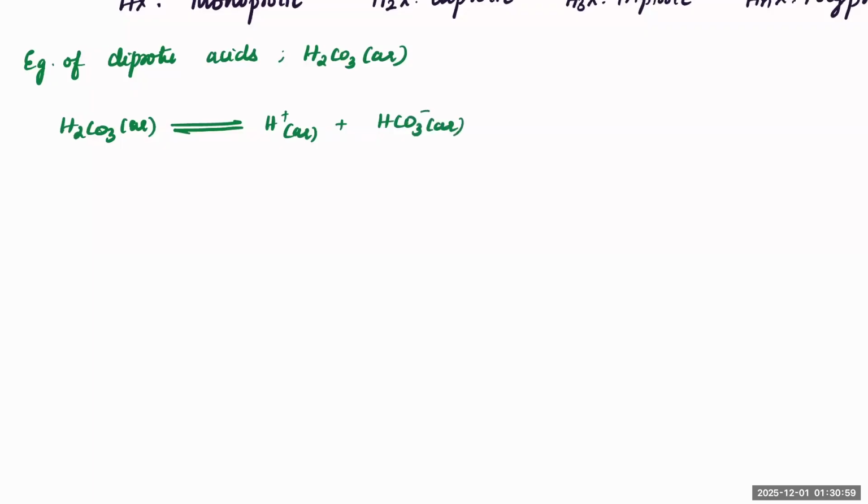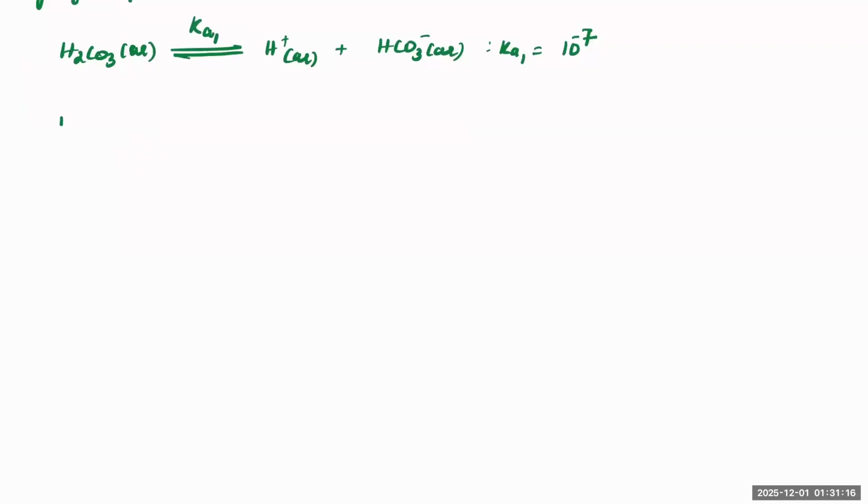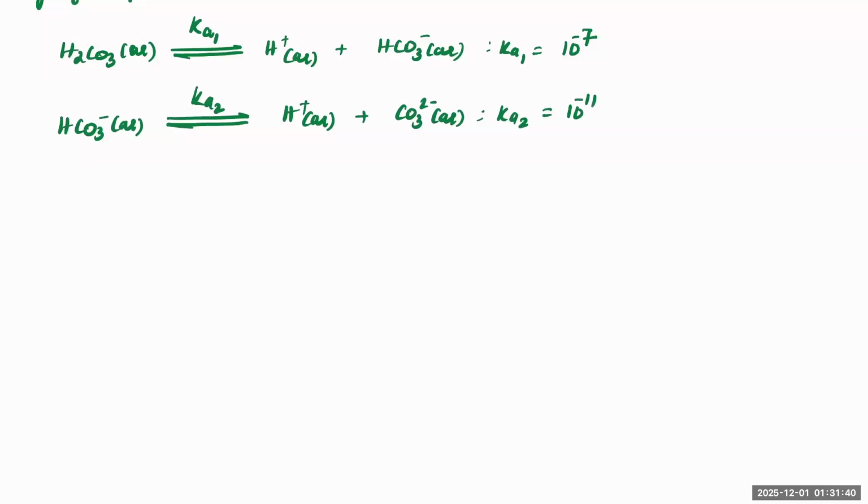This is also called the first acidic dissociation, or Ka1. The ionization constant involved is called Ka1. The experimental value of Ka1 is approximately 10 raised to power of minus 7. This value will usually be given to you. And then HCO3 minus aqueous will also ionize further to give H plus aqueous plus CO3 2 minus aqueous. That will make it Ka2. So this is the second dissociation of the acid, and that is equal to 10 raised to power of minus 11.